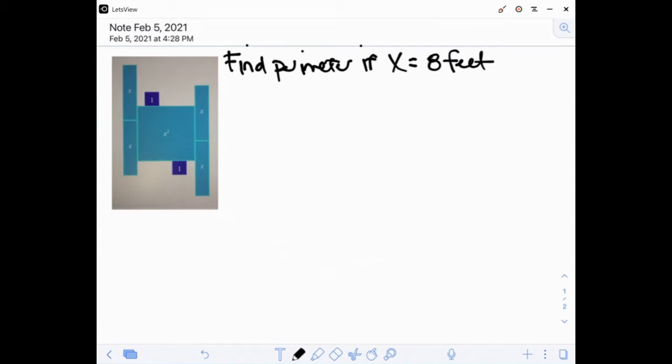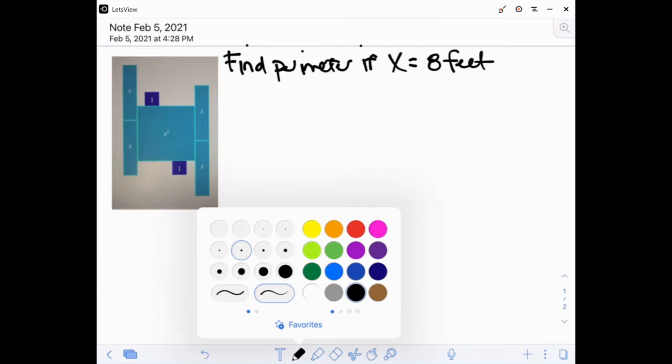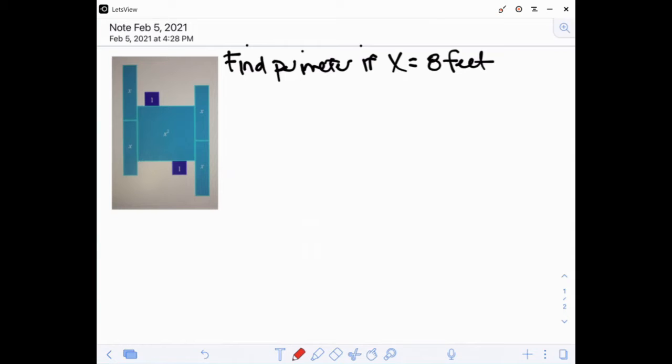All right, for the bonus problem, we'll talk about this. It's a little bit tricky. We're going to find the perimeter of this shape if x equals 8 feet. And you look at that initially and you're wondering, how in the world am I going to find the distance of maybe this side right here? How do I find that distance? Or how do I find this tiny little distance?